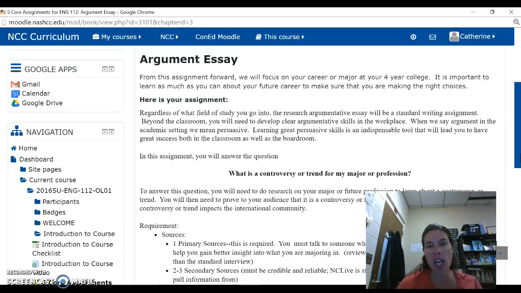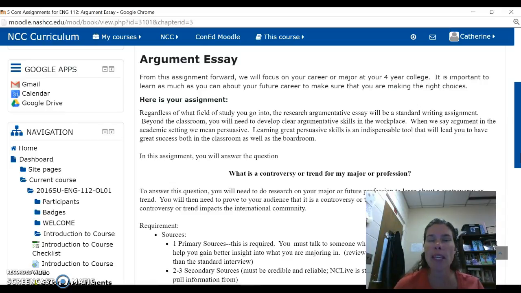If you're going into education, you could look at funding for education for teachers. You could look at the education lottery. You could look at Common Core. You could look at classroom size, and does that have an impact? Regardless of what your future profession is, there's going to be a controversy or a trend.